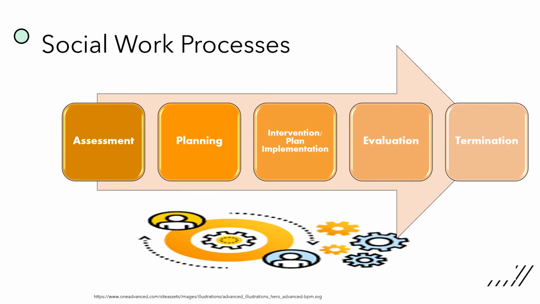Like any other helping profession, social work follows a helping process when working with specific clients. The process has been summarized into five basic steps, namely: assessment, planning, intervention, also called plan implementation, evaluation, and termination.